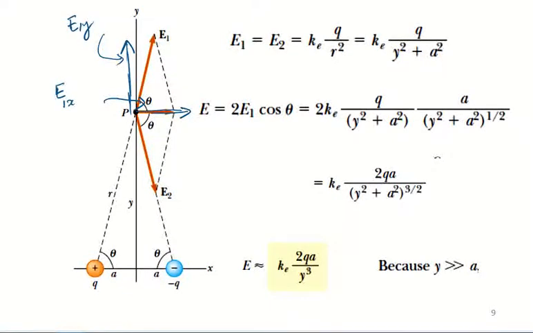Similarly, we would have components due to charge minus q, but you have to see that since it is a minus charge, its electric field would not be pointing outwards, but it would be pointing inwards. This is the electric field due to charge minus q, given by this arrow. Again, it would have two components because it is not along any of the axes.